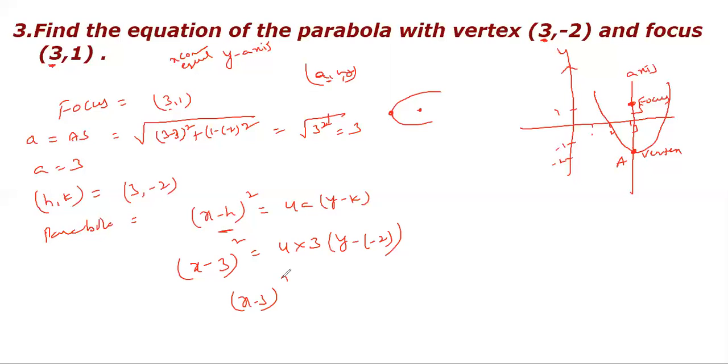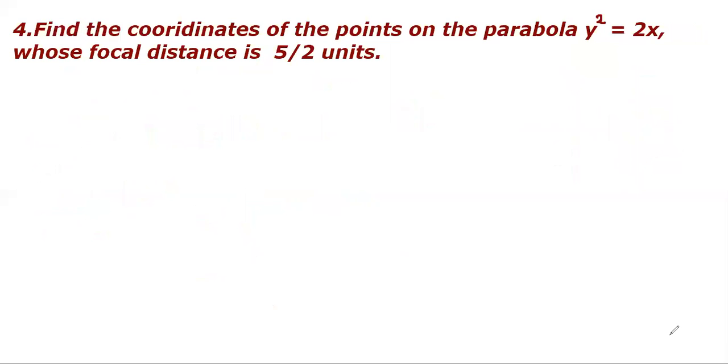(x minus 3) whole square equals 4 times 3, which is 12, times (y plus 2). This is the equation of a parabola. Next question: find the coordinates of the points on the parabola y square equals 2x whose focal distance is 5 by 2 units.